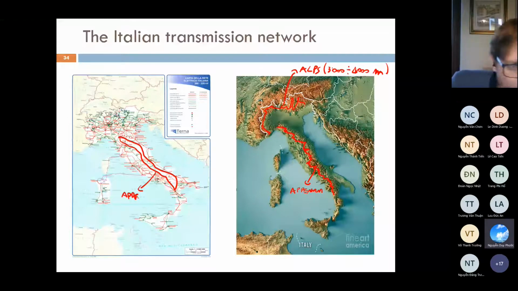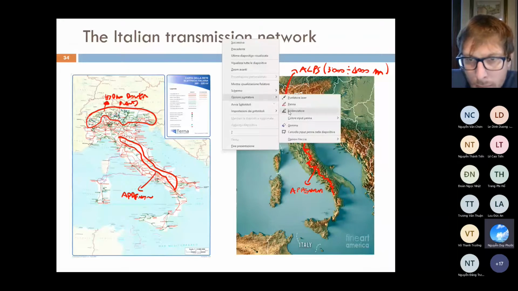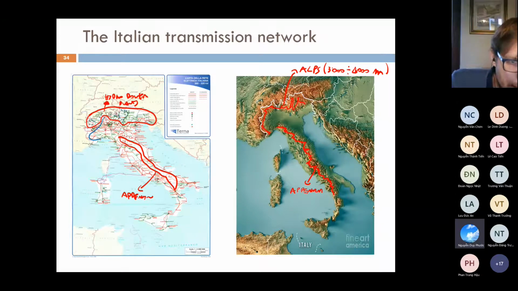And what about the Alps? Look, in this part here, you have some lines, but basically since in this part of Italy you have many rivers, lakes, so water, you have many hydropower plants. So basically the lines you see here are just to bring the power from the hydro to the final users. But basically, even here, the very high transmission lines are mainly here. So where are the transmission lines mainly in Italy?